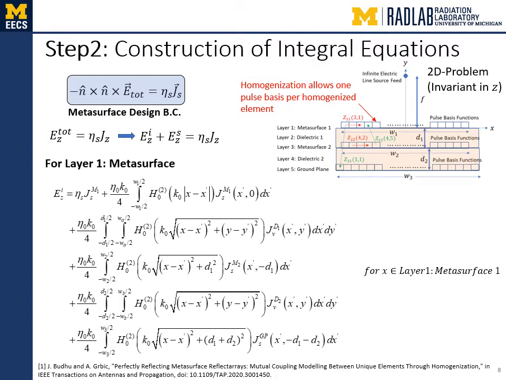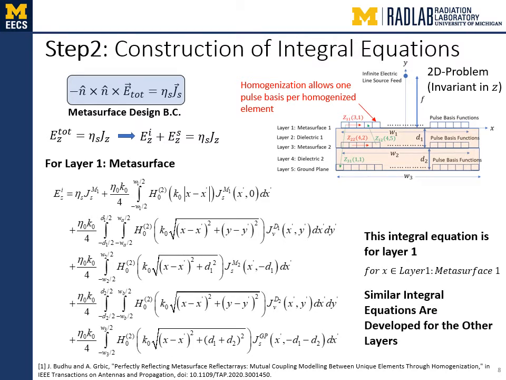For observations made on layer 1, we can write the metasurface boundary condition in the following form. E incident is equal to E total minus the scattered electric field from the surface currents on layer 1, minus the scattered electric field from the volume currents in layer 2, minus the scattered electric field from the surface currents on layer 3, minus the scattered electric field from the volume currents in layer 4, minus the scattered electric field from the surface currents on the ground plane. This integral equation was constructed for observations made on layer 1 only. Similar integral equations are developed for observations made on the remaining layers.